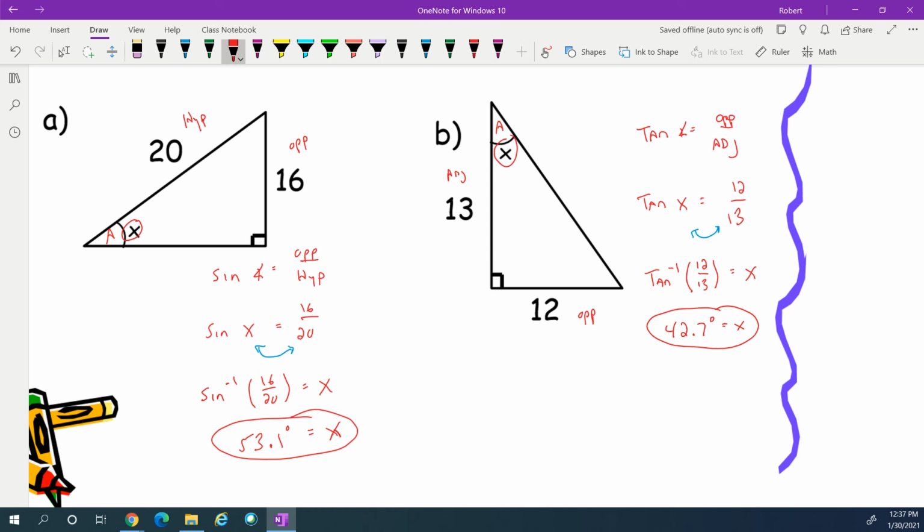Now, if we were looking for the hypotenuse, I could do trig using 42.7 and either sine or cosine, or I could just do Pythagorean theorem. None of our old knowledge goes away. If I was asked to find that other missing side, I could just do Pythagorean theorem. I don't have to do it through trig. But if I know the sides and I want to find the angle, then I need trig. Pythagorean theorem won't do that.